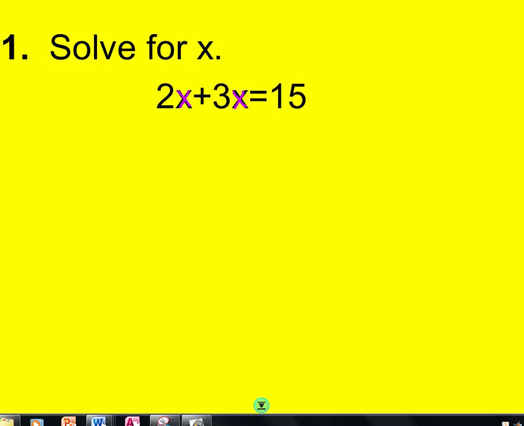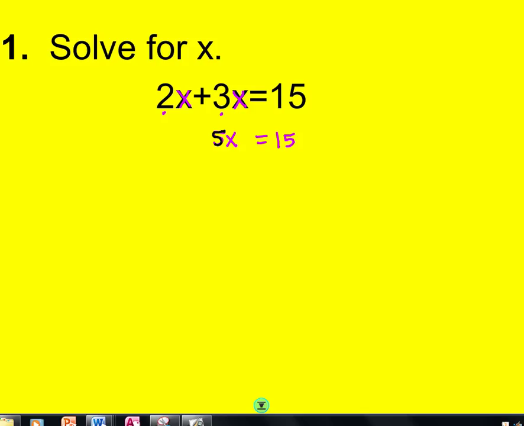So all I have to do is add the coefficients to determine how many x's I have total. So 2 plus 3 is 5. So I have 5 x's total. So 5 times x is equal to 15. So now that I have simplified, now I can solve my equation. It's very easy. I have to use the inverse operation. Whenever you see a number next to x like this, that means that it's being multiplied. So 5 times x is equal to 15.